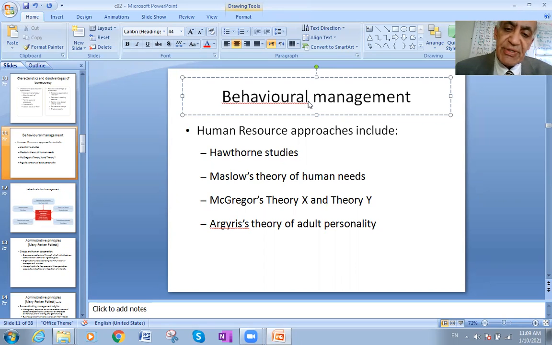In human resource management, they did the Hawthorne studies, and you can see a video about them. It's about some ladies, and it was done by Elton Mayo and his group. Elton Mayo was a professor, and his group did research in one of the telephone factories, where telephones were assembled, and he divided the workers into two groups.